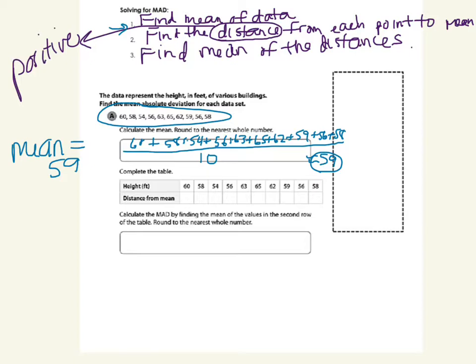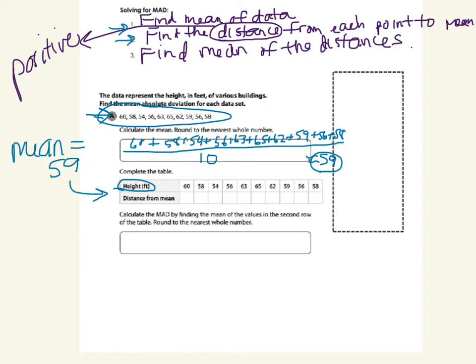Now, my second step is to find the distance from each point to that mean. So down here in this table, we have all of the values rewritten. These are just the same numbers for height that were given up here. They're just rewritten, but underneath them I'm going to write the distance of each one from the mean that we have. So the mean right here is 59.